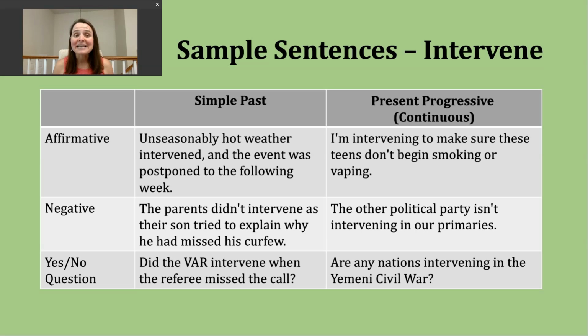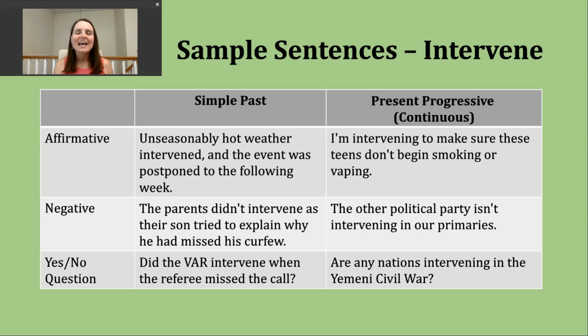I want to make a negative simple past tense sentence, my structure is going to be subject, did not, and then our base verb. So notice I'm not using that ed ending in the negative. You can see that in this example. The parents didn't intervene as their son tried to explain why he had missed his curfew. Here, this sentence would tie back to that idea of interrupting, right? They just let their son talk.